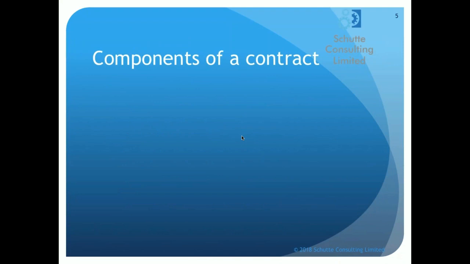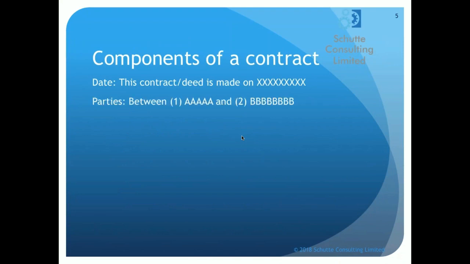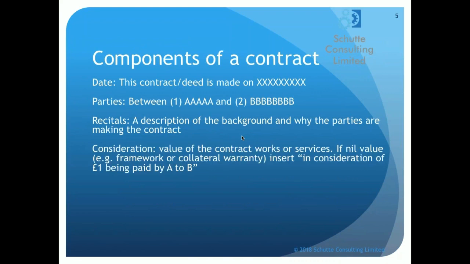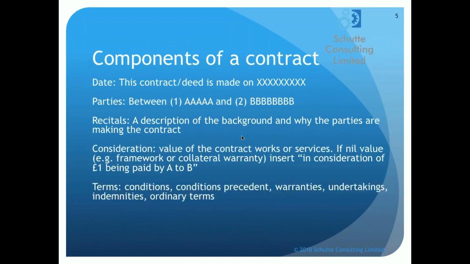So let's look at the components of a contract. This is how a contract will be set out, and you may well be familiar with this as a structure. This is the very typical way in which contracts are set out. So right at the top, you'll have the date, and it will say something like this contract or this deed is made on, and then there'll be a space.